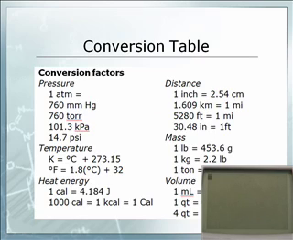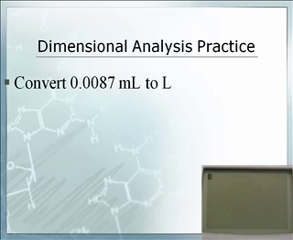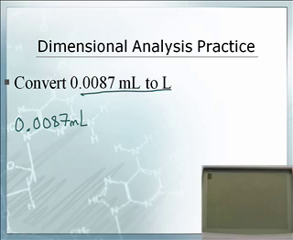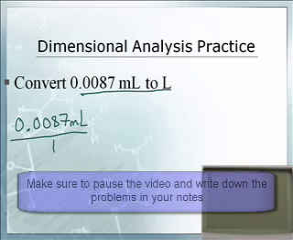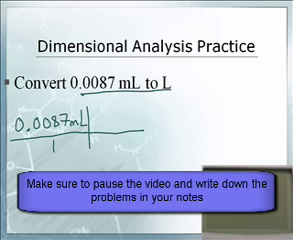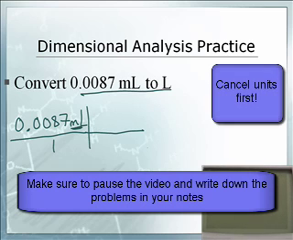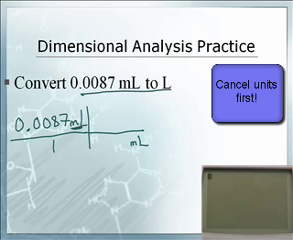Our next problem is milliliters to liters. So I write down what I know as a fraction over 1: 0.0087 milliliters over 1. And now I need to convert milliliters to liters. Now I see that I have milliliters on the top, so in the next fraction, the milliliters are going to go on the bottom.